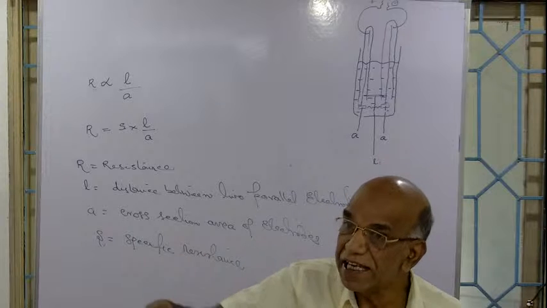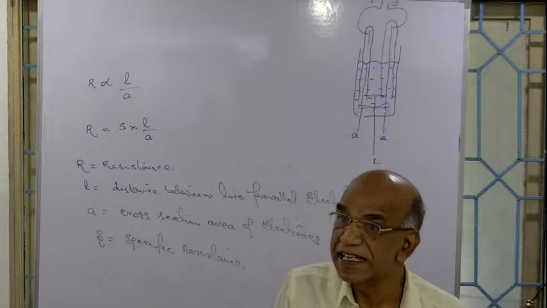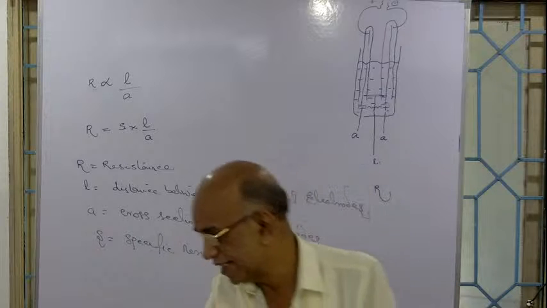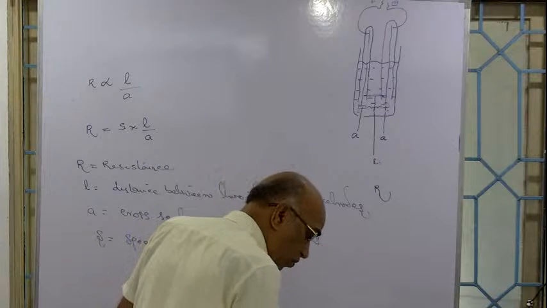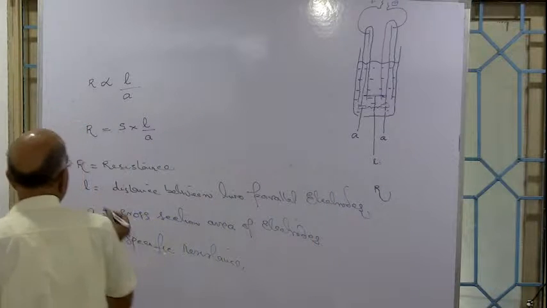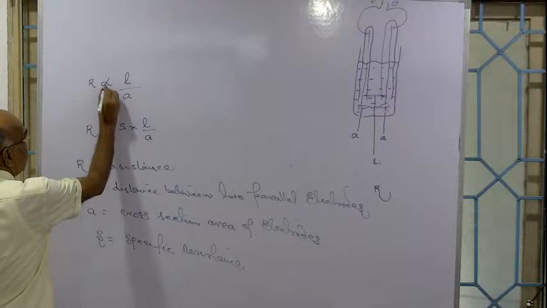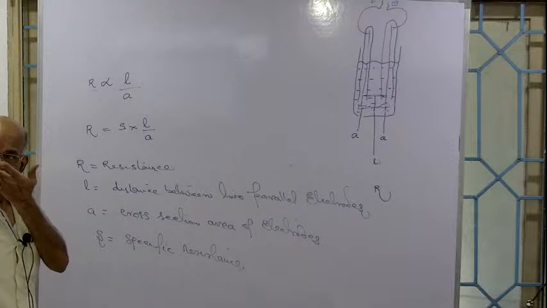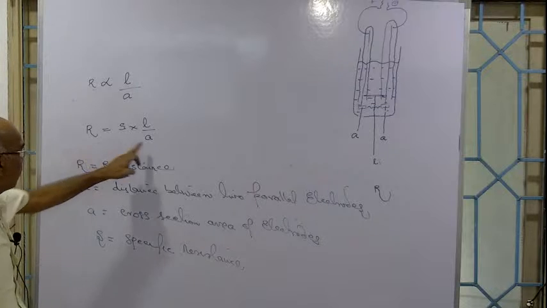That L by A can be called the cell constant. Look here, cell constant. So now R is this, and we have removed the proportionality sign, we have kept the constant. So this is the formula.